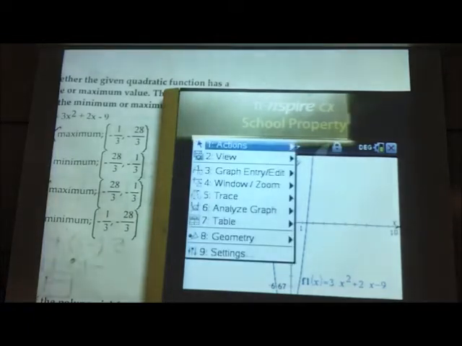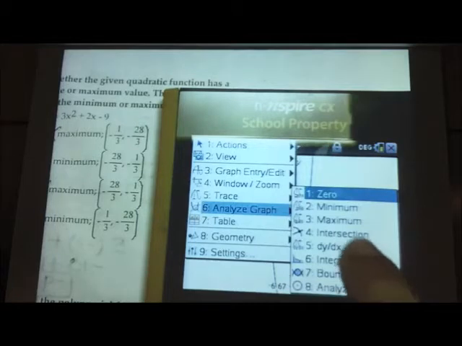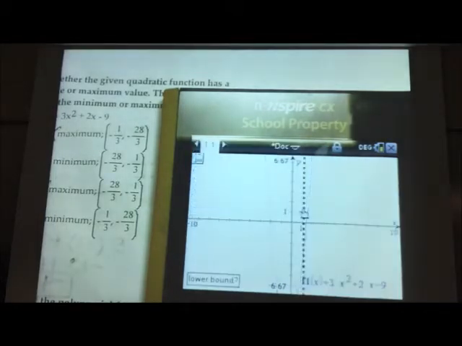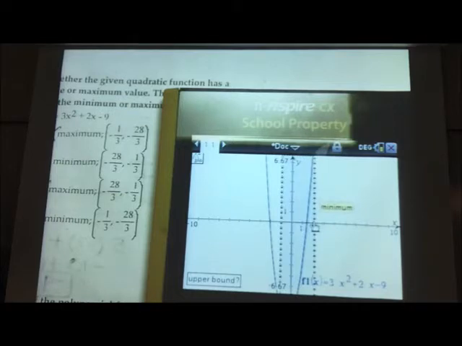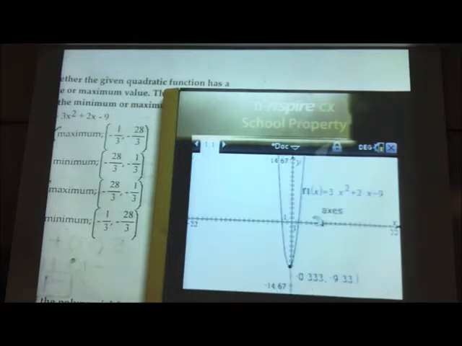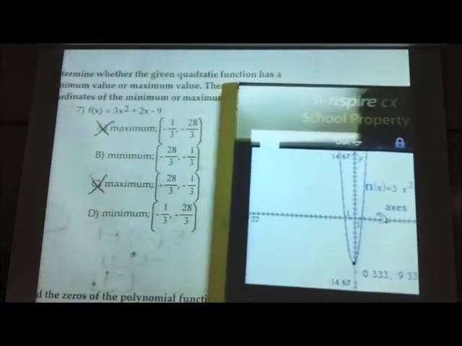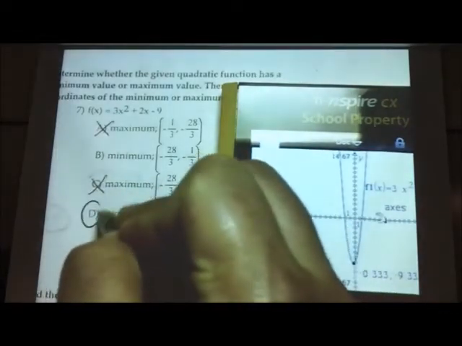If we go to menu, analyze graph, which is number 6, and because we said it was a minimum, number 2. So when I do this, it should be somewhere right there, and I could move over. And it might pop up, might not. If you can't see it, guess what? Once you press enter, there it is. So I got a negative 0.3333, which is a negative 1/3, and a negative 9.333, which is a negative 28.3. So is my answer B or D? According to this, it should be D.